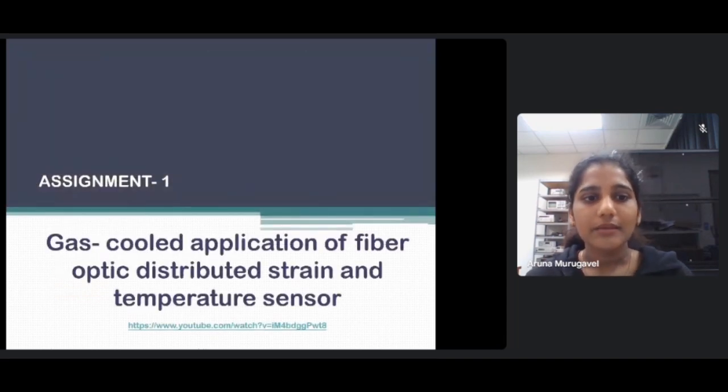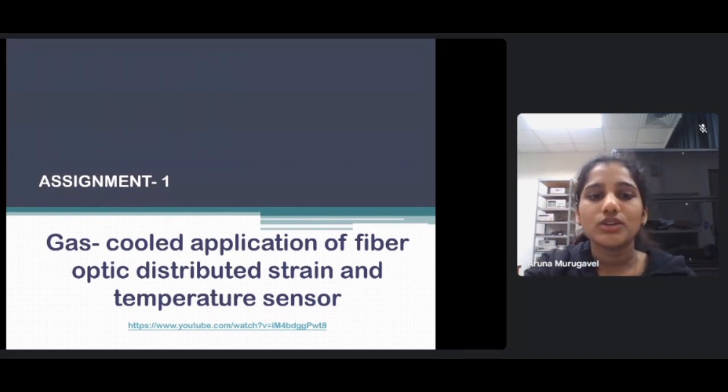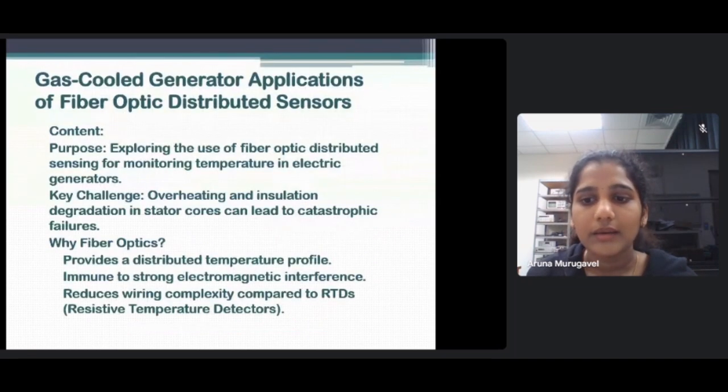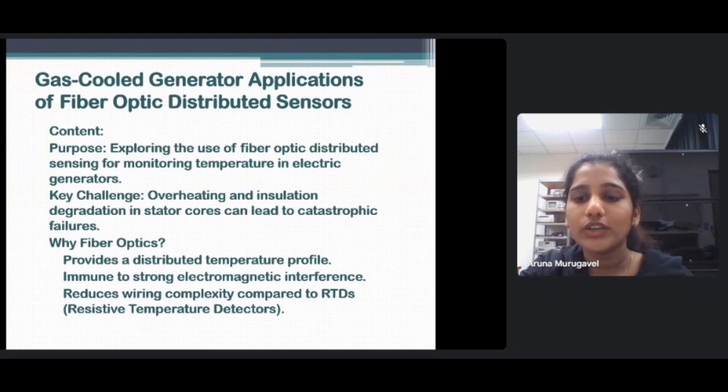The first assignment is about the gas-cooled generator application of fiber optic distributed strain and temperature sensors. It is a cutting-edge innovation aimed at improving how we monitor and maintain the gas-cooled generator to ensure reliability and safety. The main objective of this work is to explore the use of fiber optic distributed sensors to enhance temperature monitoring in gas-cooled generators. Overheating and insulation degradation are critical issues that can lead to failure, and our main motto is to address these challenges with a more effective solution.